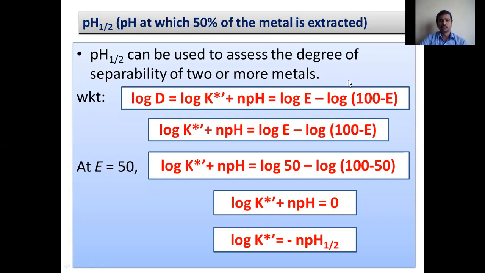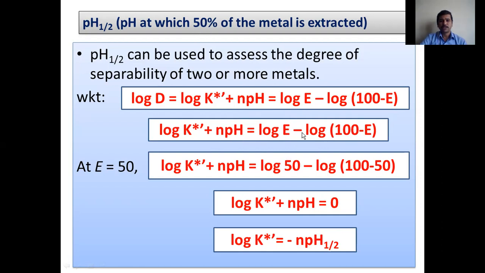When two or more metals are present together, how can the degree of separability be assessed, and how can the selective extraction of one metal be enhanced without extracting the other metal? We know the equation log D is equal to log K star dash plus n into pH. Log E minus log (100 minus E) is also equal to log D. So log K star dash plus n into pH is equal to log E minus log (100 minus E).